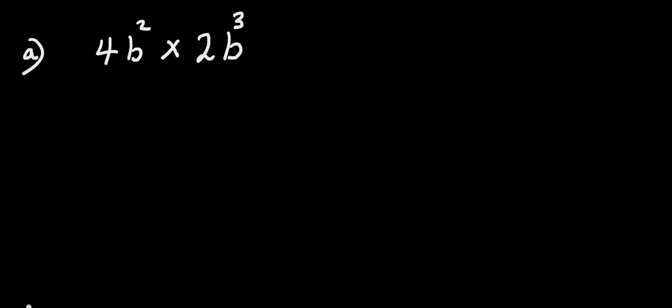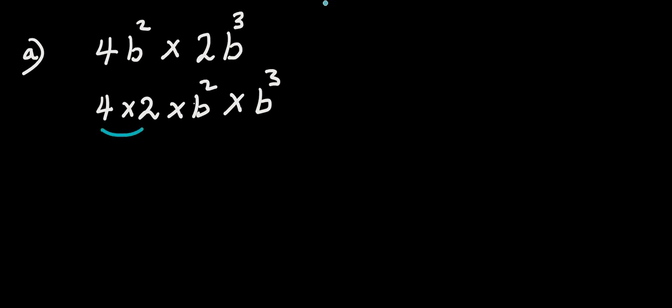Question A, we have 4 times b squared times 3b exponent 3. The first thing is to rewrite them in this form: 4 times 3 times b exponent 2 times b exponent 3. And now you can simply multiply this directly. 4 times 3, that's going to give you 12.